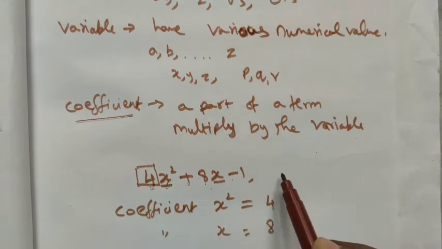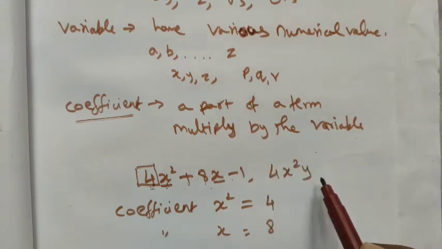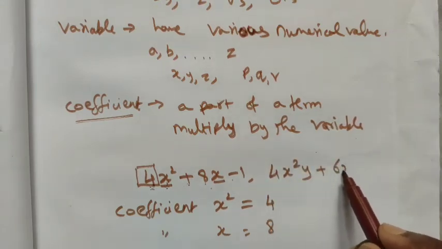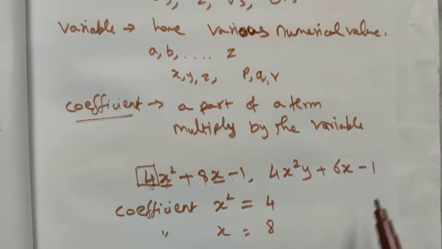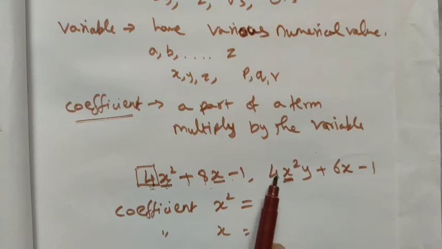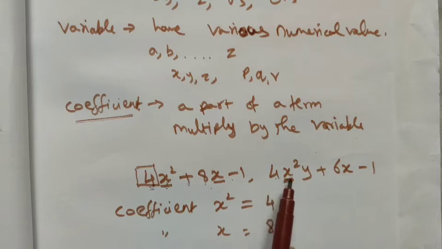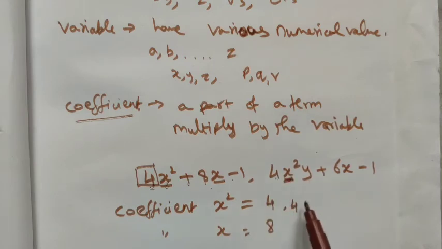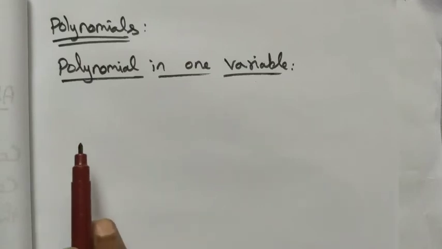Suppose in case here we have 4x square y plus 6x minus 1. Here, what is the coefficient of x square? It is the number multiplied with x square. In the first term the coefficient of x square is 4y. The coefficient of x is 6, right? This is the coefficient.